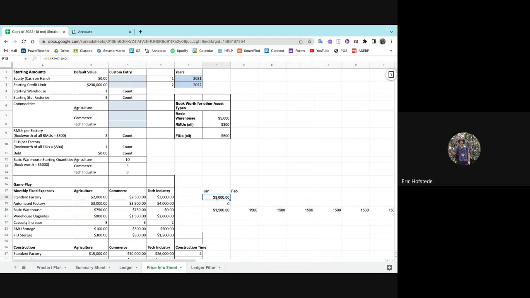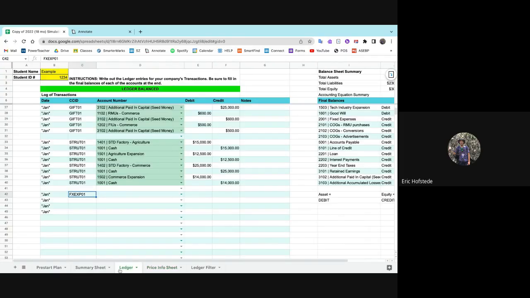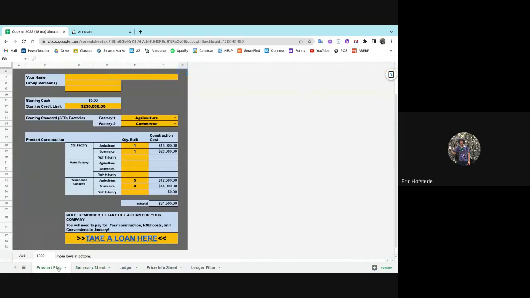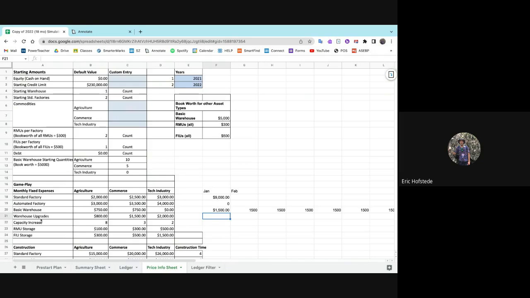That's just my standard factories in my warehouse. I also have to pay for any warehouse upgrades. And on my summary sheet, it's a little bit tricky to calculate that. It is possible, but if we go to our pre-start plan, that's going to be a bit simpler. In the future, though, when I'm doing more construction, I need to keep track of how many additional warehouse expansions I'm adding on, because that's going to affect how much I'm paying for these warehouse upgrades.